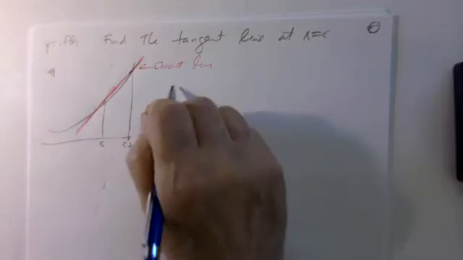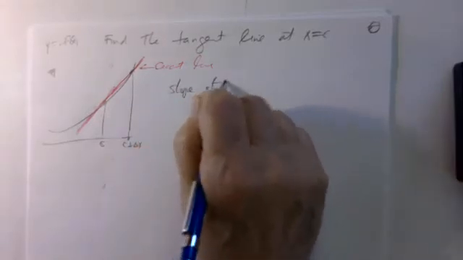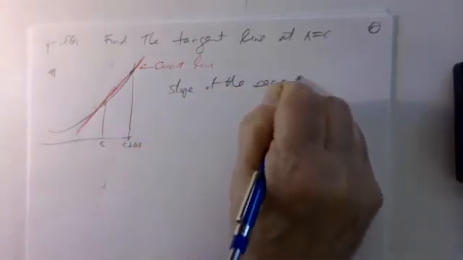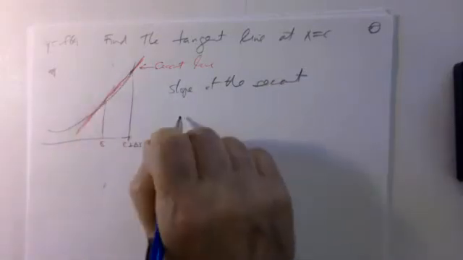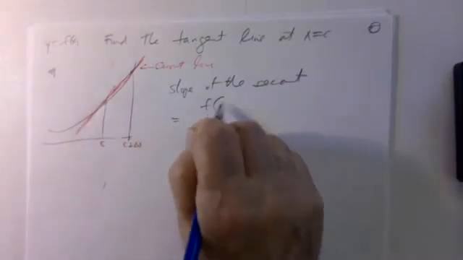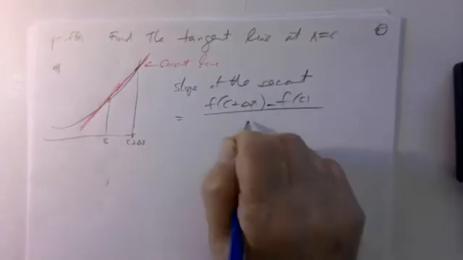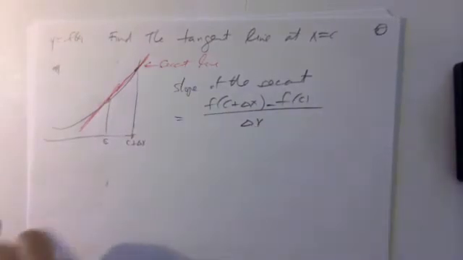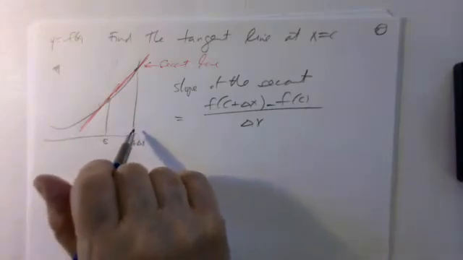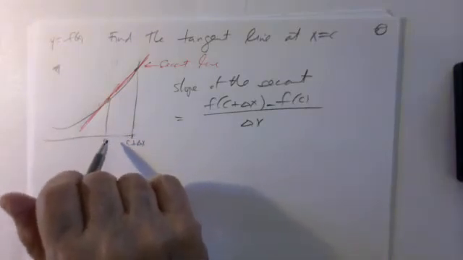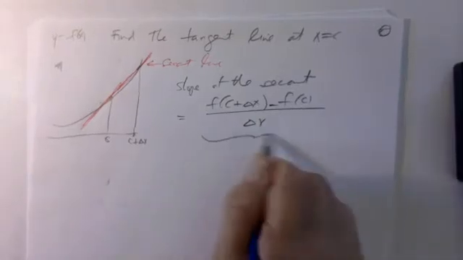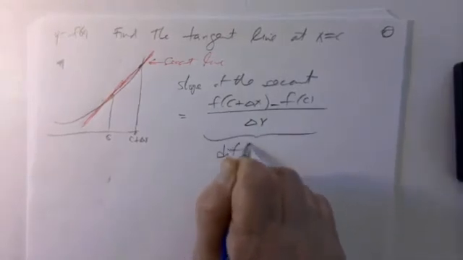And the slope of the secant, rise over run, is going to be f of c plus delta x minus f of c divided by delta x. And this thing is called a difference quotient.